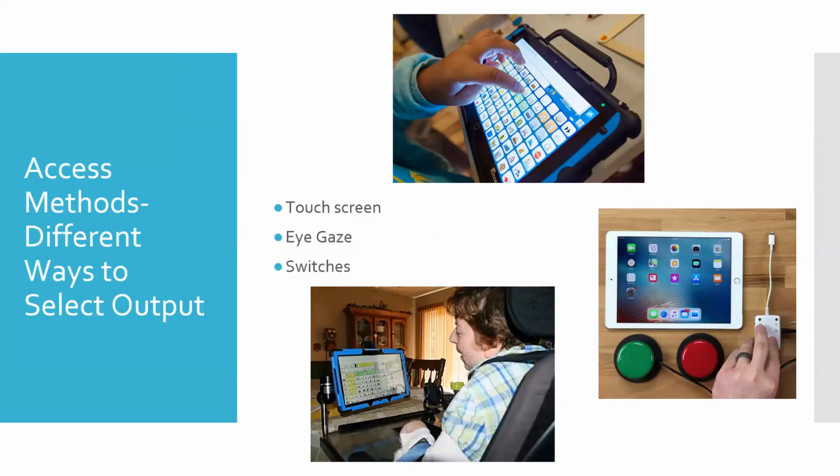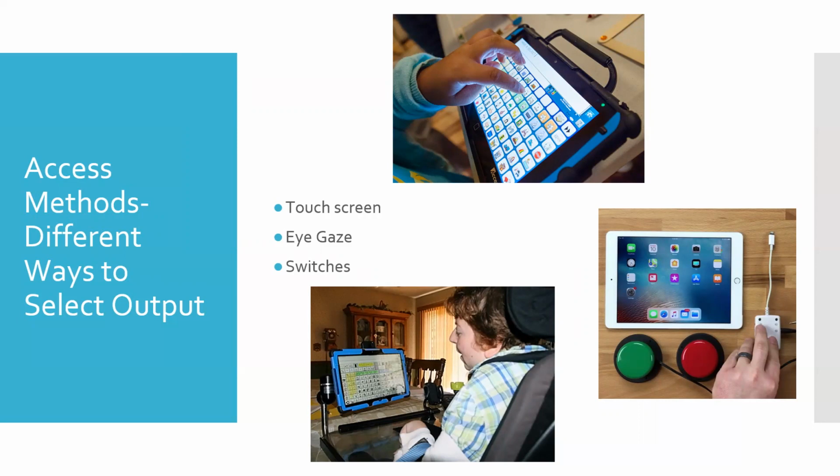Next, we're going to talk about access methods. The most common type of access method is touchscreen, but there are also other access methods as well. And this is really important, especially when a child has motor difficulties that might make it hard for them to move their hand and their fingers to make the selection they want. So another option would be eye gaze. For eye gaze, the child can just look at the word that they want and it will be selected.